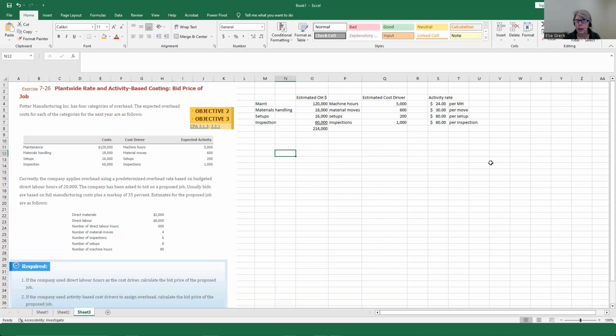Excellent. And keep in mind, do you notice I never add these up? They're different drivers. You cannot add it up. And I never add these up because they're different activities. You cannot add them up.